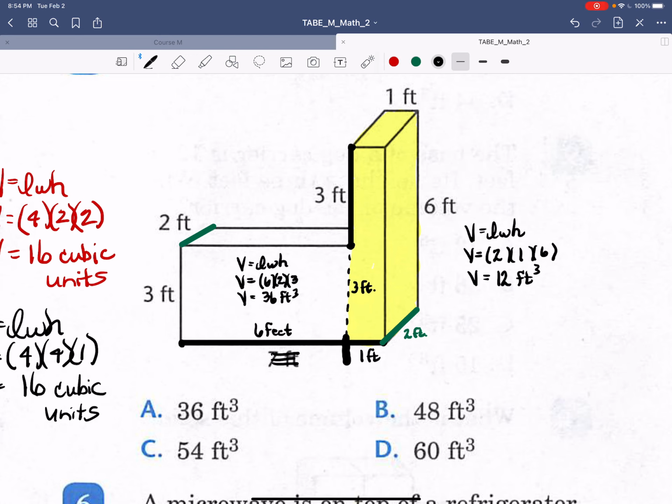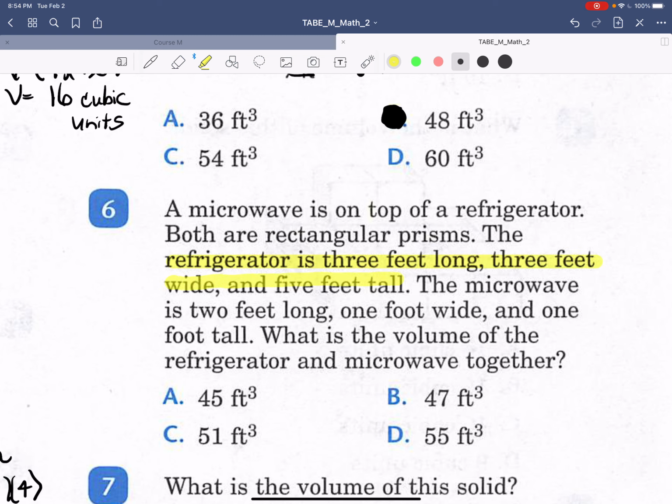Number 6. A microwave is on top of a refrigerator. Both are rectangular prisms. The refrigerator is 3 feet long, 3 feet wide, and 5 feet tall. The microwave is 2 feet long, 1 foot wide, and 1 foot tall. What is the volume of the refrigerator and microwave together? So there's the addition word. I'm not going to draw them. You can if you want to.